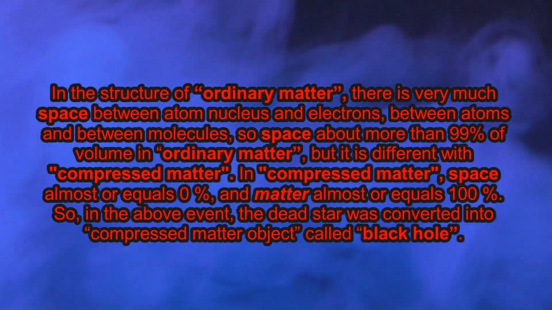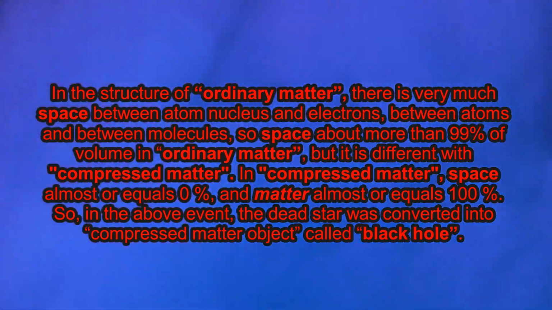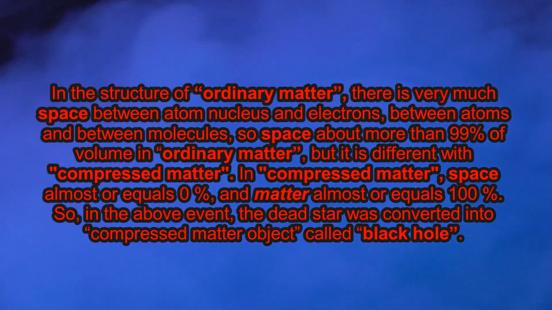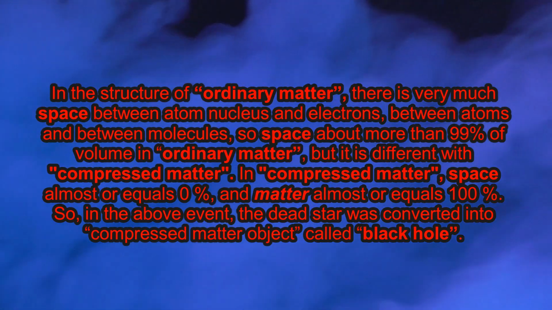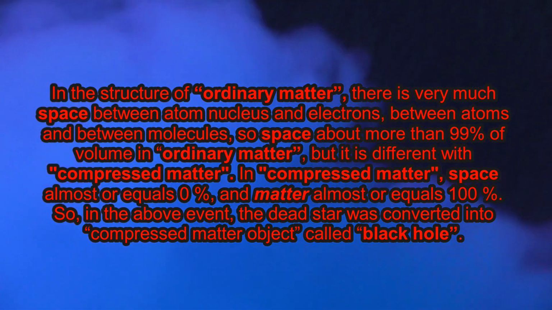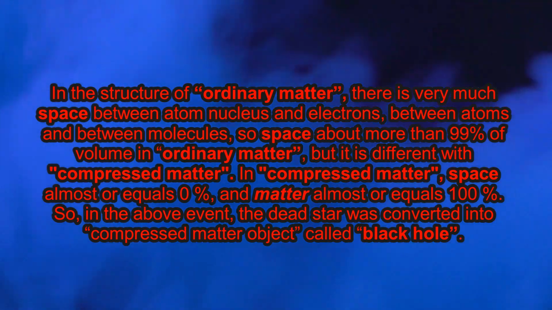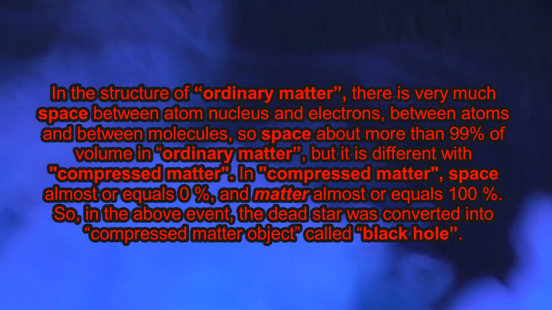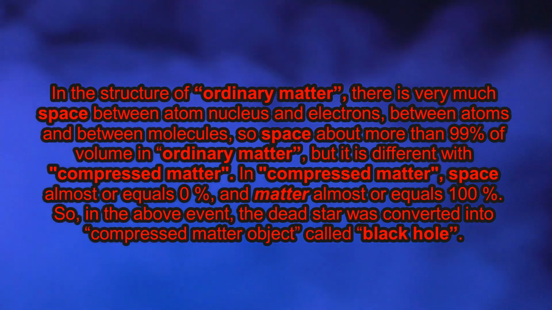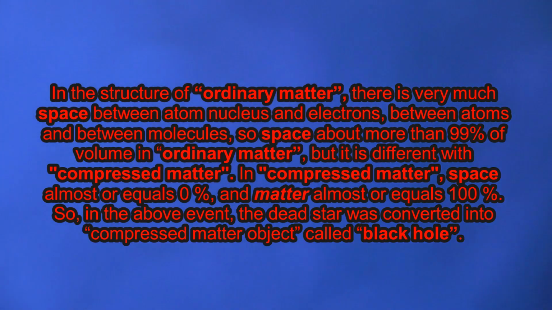In the structure of ordinary matter, there is very much space between atom nucleus and electrons, between atoms, and between molecules. So, space is more than 99% of the volume in ordinary matter, but it is different with compressed matter. In compressed matter, space is almost or equal to 0% and matter is almost or equal to 100%. So, in the above event, the dead star was converted into a compressed matter object called a black hole.